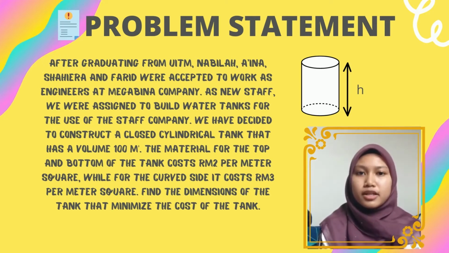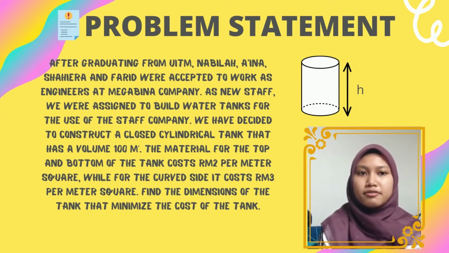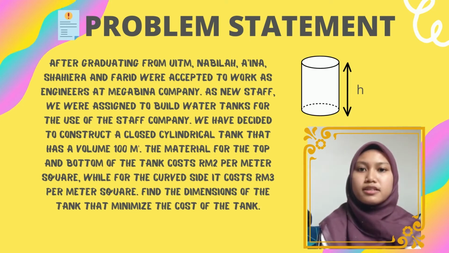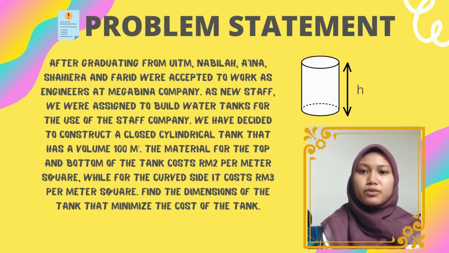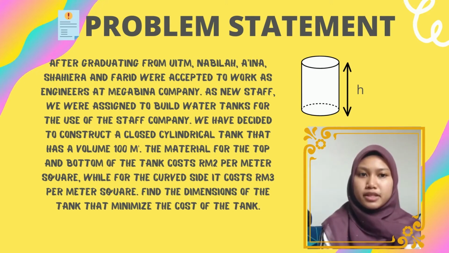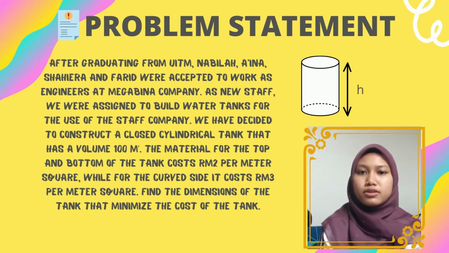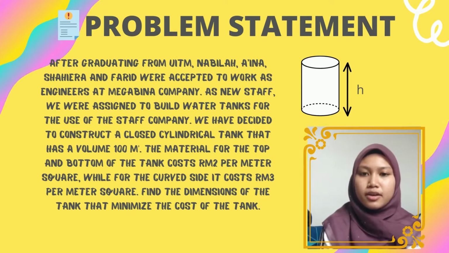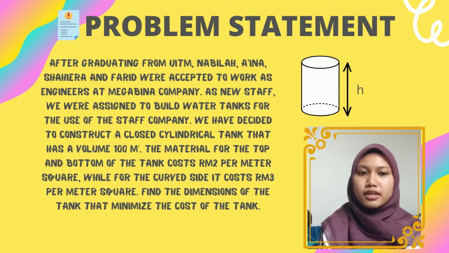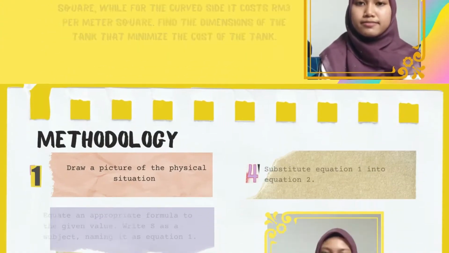After graduating from UiTM, Nabila, Aina, Shahira and Farid were accepted to work as engineers at Mega Bina Company. As new staff, we were assigned to build a water tank for the use of the company staff. We have decided to construct a closed cylindrical tank that has a volume of 100 meter cubed. The material for the top and bottom of the tank costs 2 ringgit per meter squared, while for the curved side, it costs 3 ringgit per meter squared. We need to find the dimensions of the tank that minimize the cost of the tank.